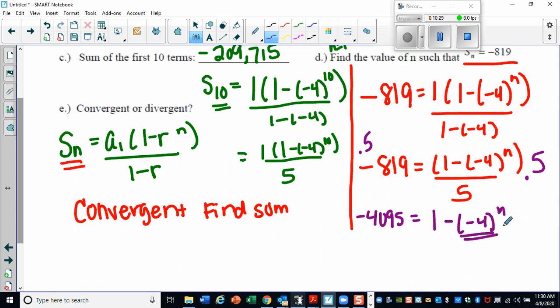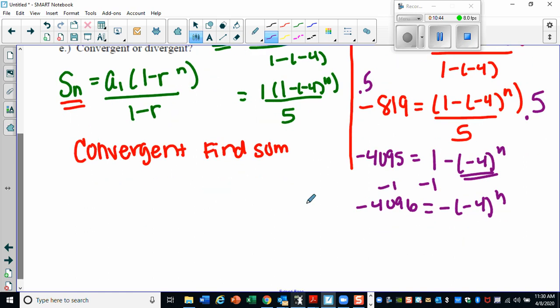So let's try to get this piece all by itself, okay? So what we're going to do is subtract 1, and you get negative 4096 equals minus negative 4 to the nth, okay? And then once we've done that, we want to get this whole thing, everything with my exponent, all by itself. We don't want anything outside of the exponent. And then what we're going to do is divide by negative, okay? So that makes everything positive. 4096 equals negative 4 to the n.